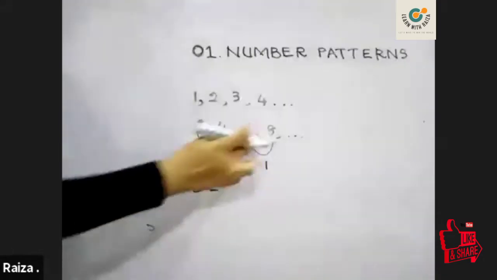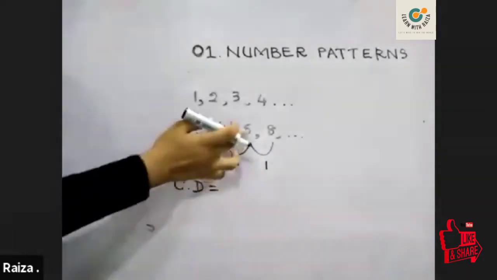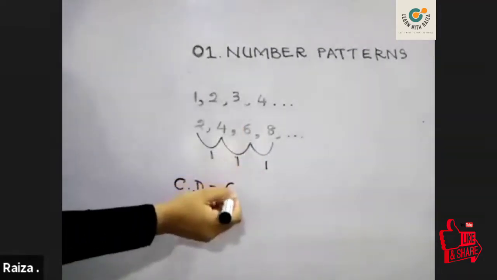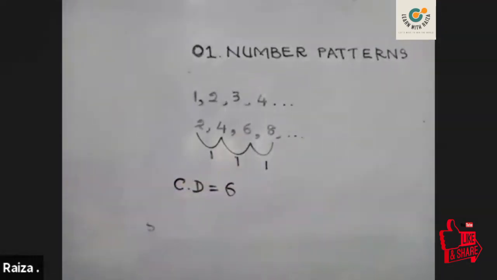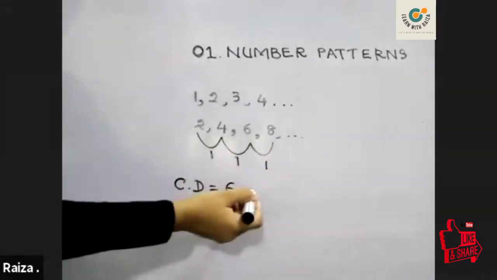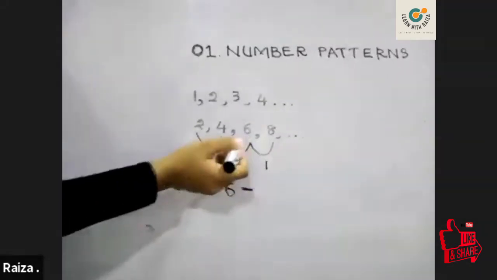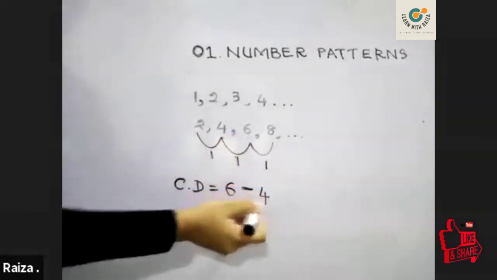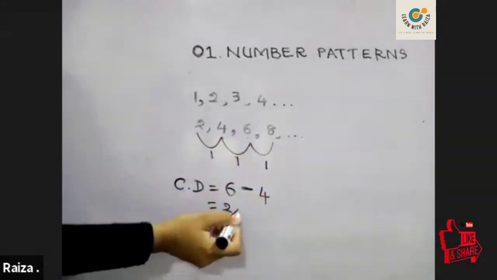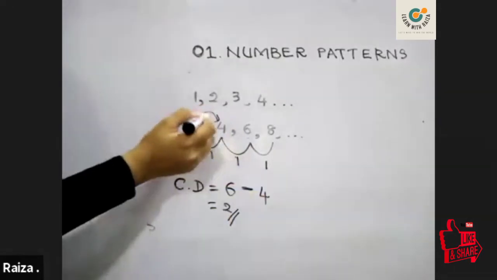You can take any term in this pattern. Let me tell you, I like number 6, right? Take any term in the number pattern, and you have to subtract the previous term. 6, the previous term is 4. Then you get the common difference as 2. So the common difference here is 2.